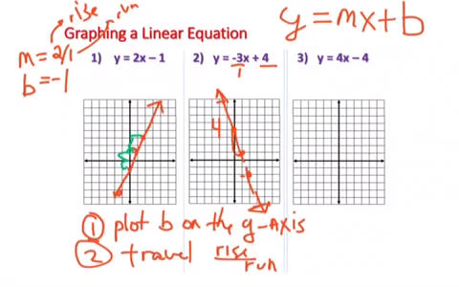For the last one, we're starting at -4. We're starting at -4 on the y, which is right here. And from there, we're traveling up 4, right 1. So up 4, right 1, up 4, and right 1 to the next point. We could connect those to have graphed our line.